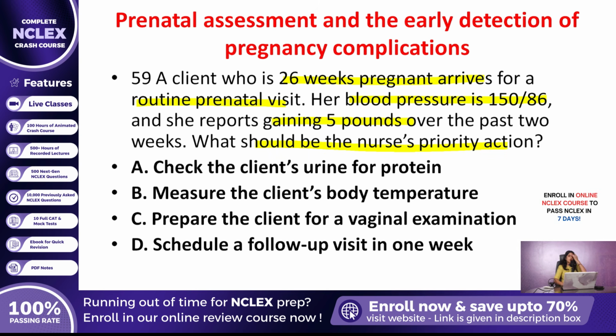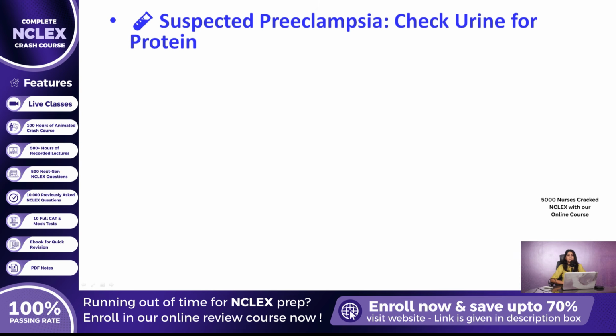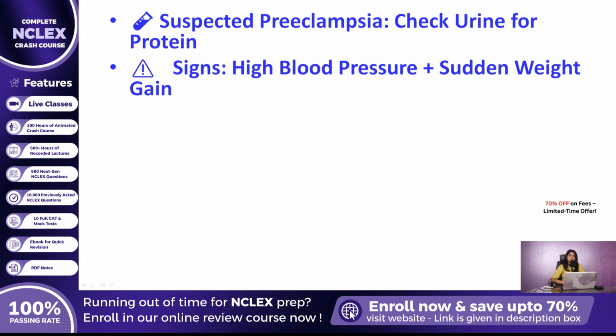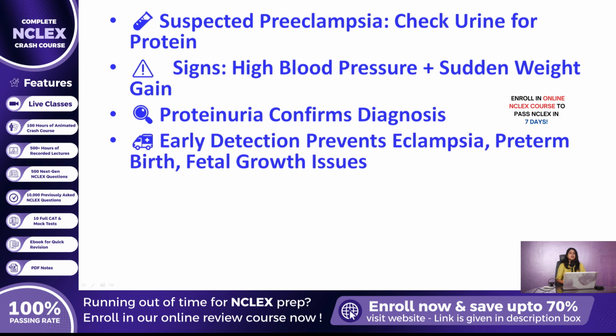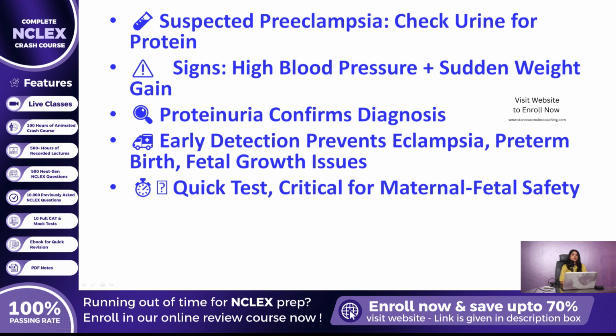The correct answer is option A. Check the client's urine for protein. This client is showing 2 early warning signs of possible preeclampsia, elevated blood pressure, and sudden weight gain. The next priority action is to assess for proteinuria, which, if present, would further support the diagnosis of preeclampsia. Prompt identification is essential to prevent complications such as eclampsia, preterm labor, or fetal growth restriction. Urine testing provides a quick and critical data point in evaluating maternal and fetal risk.